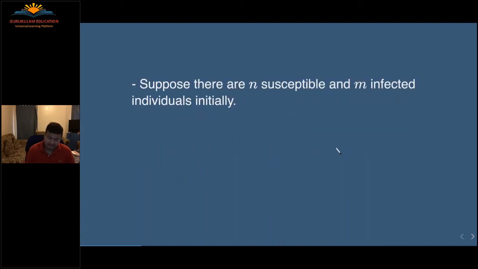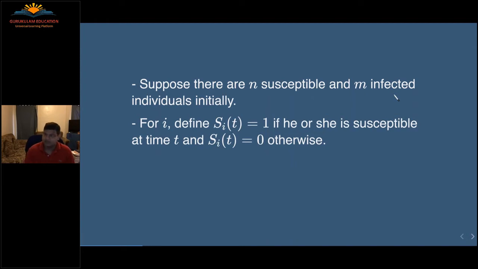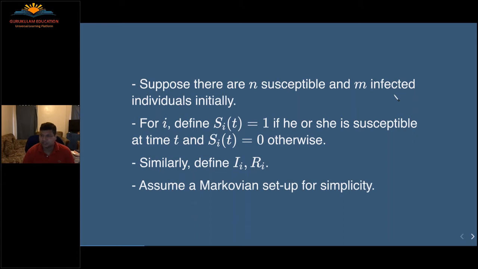Okay, so suppose there are n susceptible individuals and m infected individuals at the beginning. And then for each individual i, define this process S_i(t), which is 1 if he or she is still susceptible at time t, 0 otherwise. It's just an indicator function that tells you whether or not a person is susceptible at time t. And then similarly define I_i and R_i. And then for simplicity, we'll assume that everything is Markovian, meaning that all the inter-event times are exponentially distributed. That's just for simplicity. This also works for non-Markov models, but we'll only do the Markov model here, okay?